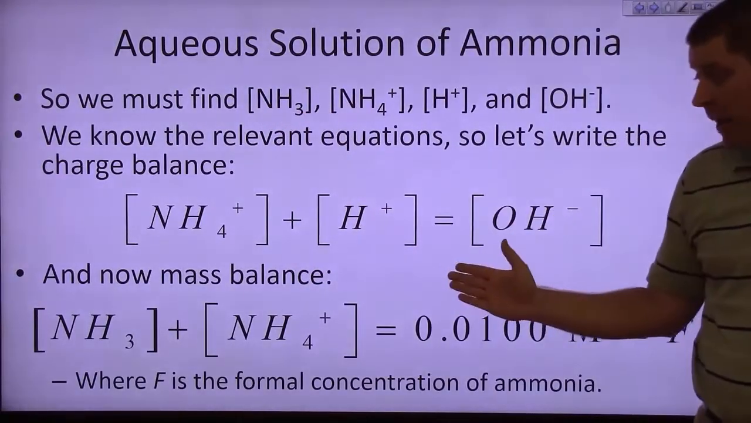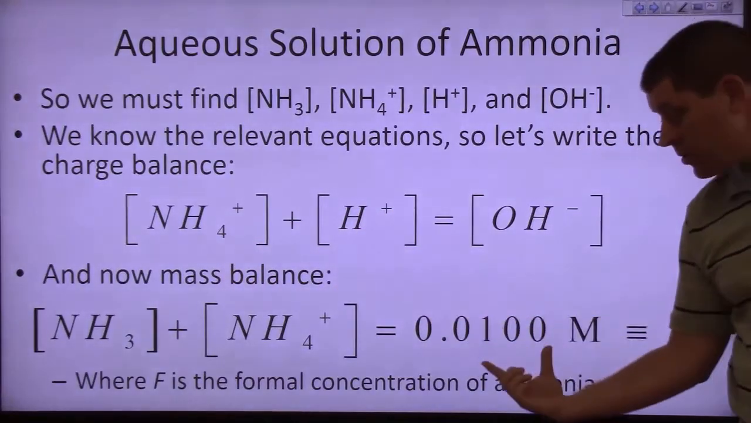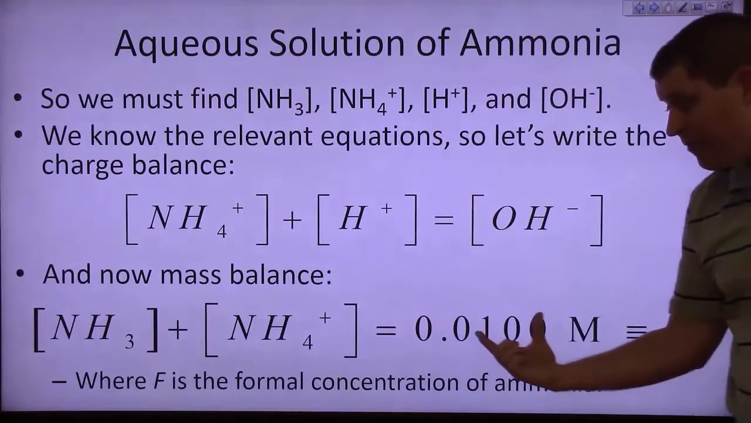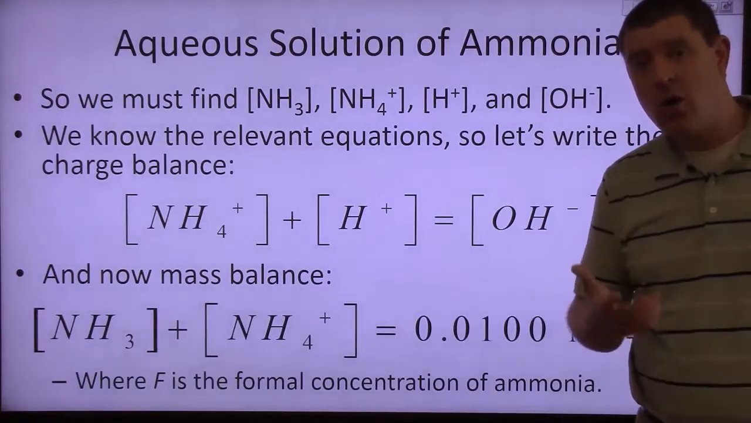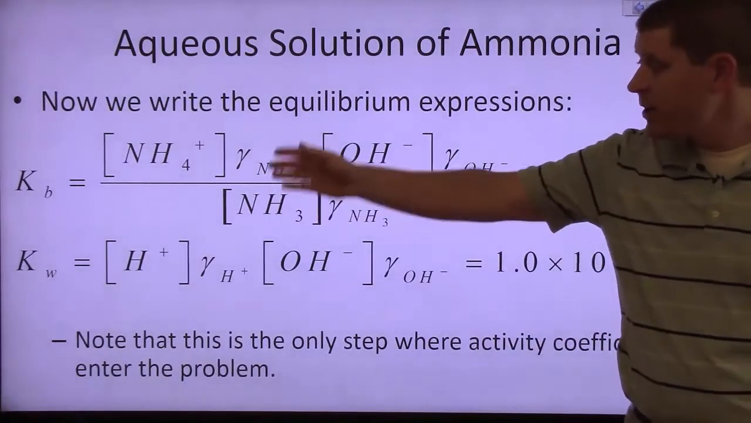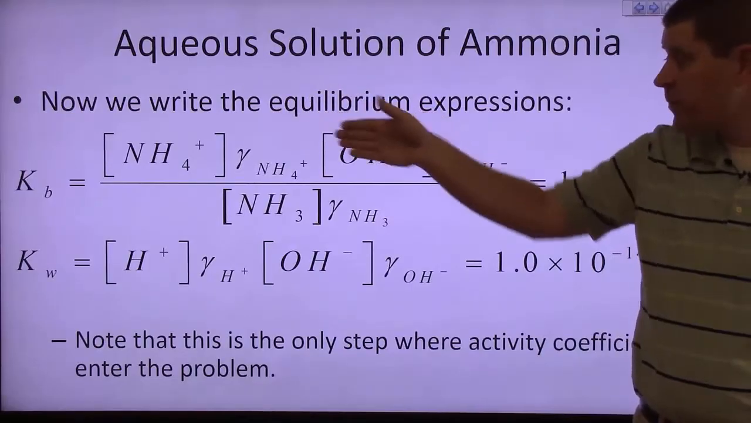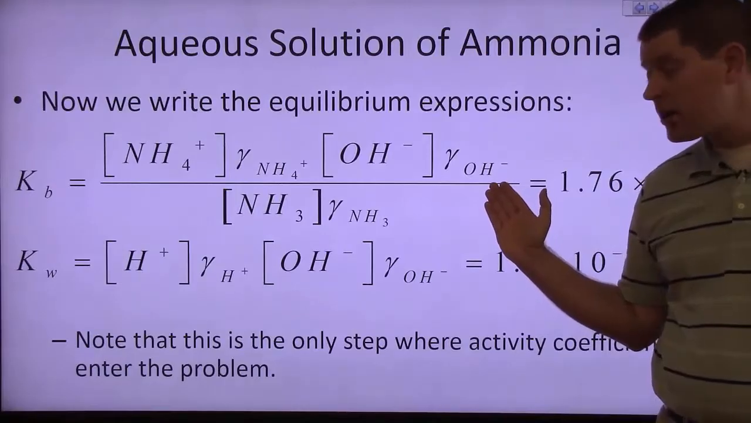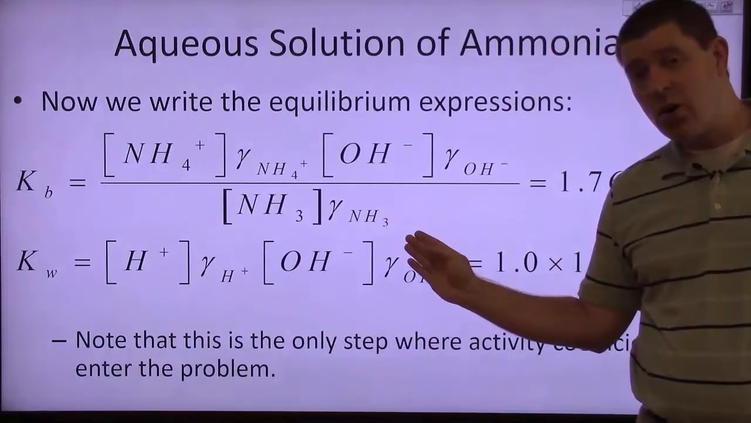And now we can write our mass balance. We know that the ammonia concentration plus the ammonium concentration must be equal to 0.0100 molar. And we're going to call that F, where F here is our formal concentration of ammonia. That's how much we put in, the total amount that is in there. And now we can write our equilibrium expression. We have our Kb is equal to the concentration of ammonium times the activity coefficient for ammonium times the hydroxide ion concentration times the activity coefficient for hydroxide ion divided by the ammonia concentration times the activity coefficient for ammonia.